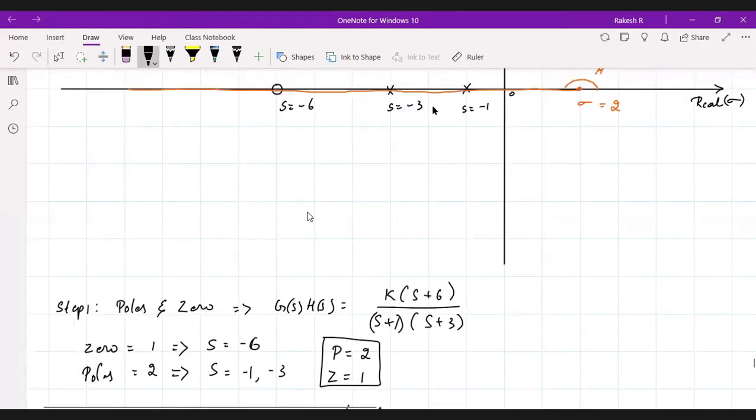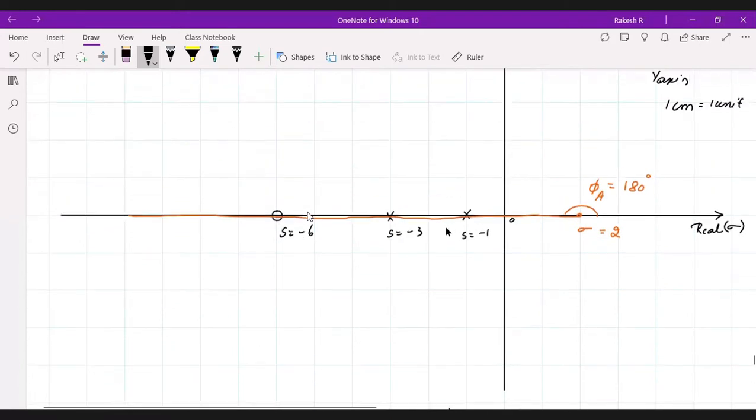That means in between these two, we have the root locus here. Minus 3 and minus 1, we have the root locus. Minus 6 and minus infinity, towards the left of this, we have the root locus. But in between minus 6 and minus 3, we don't have the root locus here. Right, we got to know the root locus will be starting from the poles. This is the direction of root locus here, and from here, this is the direction of root locus here, and the root locus will terminate at zeros here. So this will be the direction of root locus.